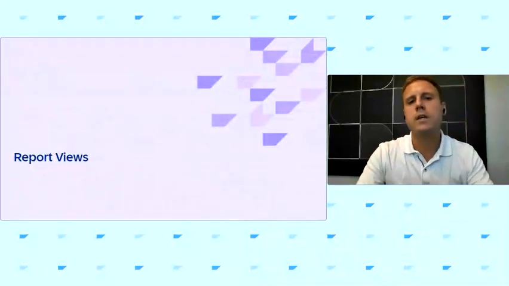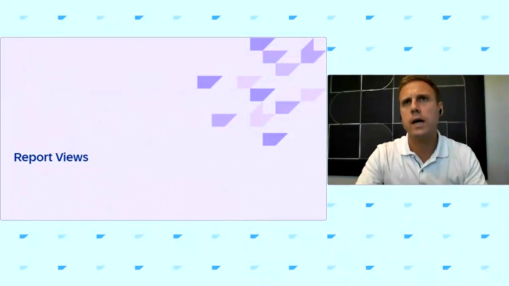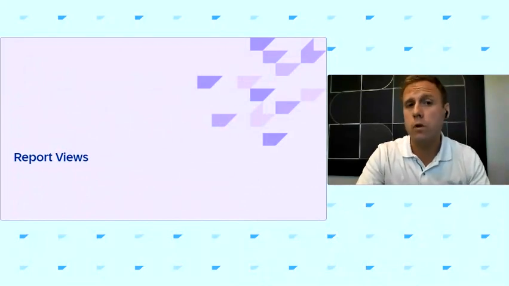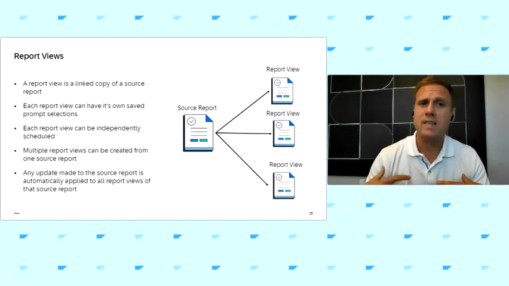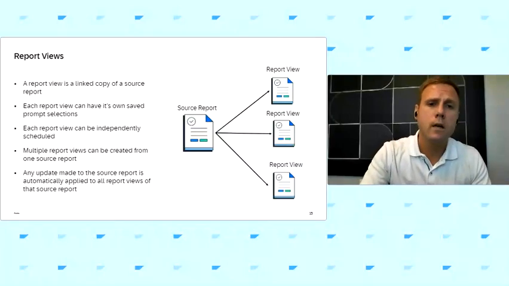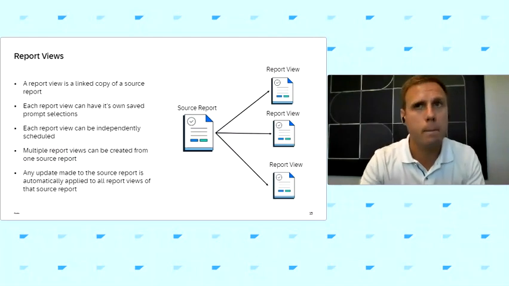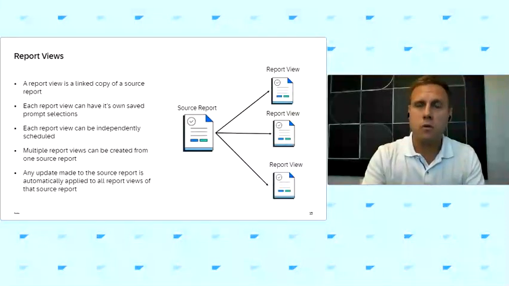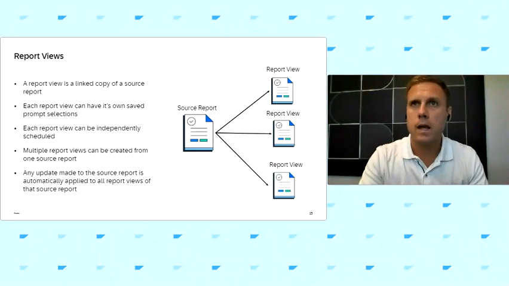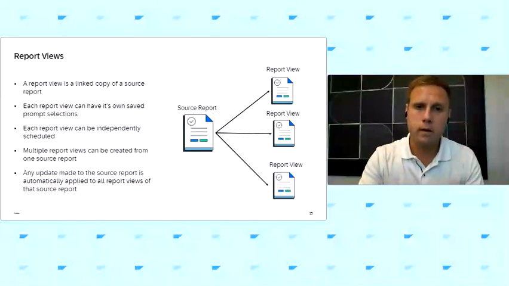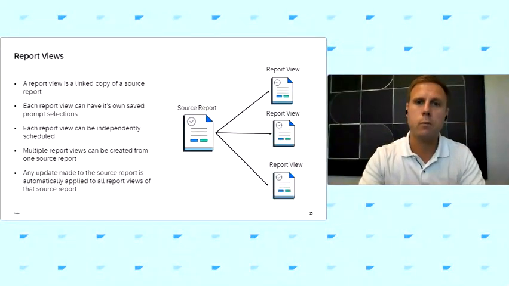Before we take a deep dive into the actual demo piece, a quick side note is I like to talk about report views. The report view is another added feature within scheduling, which creates a linked copy of a source report. In this example that you see on your screen, you have a source report. I think the perfect example would be a payment type. If you have 3 different payment types, Amex, Visa, and MasterCard, instead of running one report and then filtering it in Excel, you can create 3 different report views based off of each payment type.